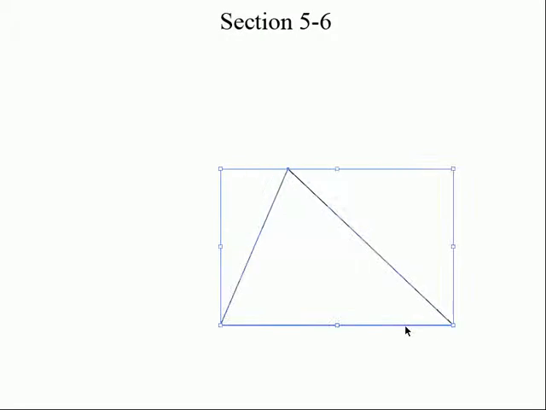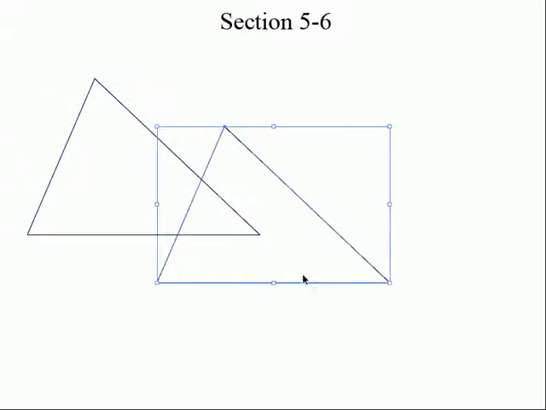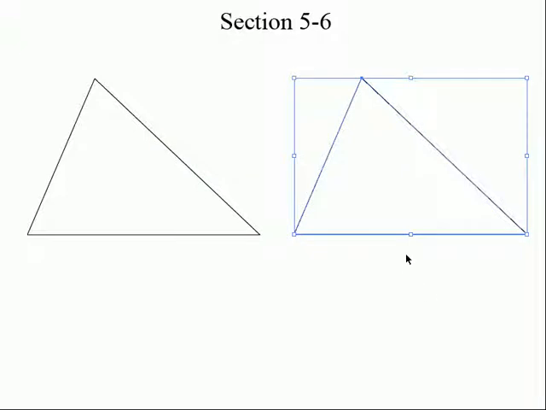Alright, so what I'm going to do is put a couple triangles here. Let's move this right here. And I'm going to copy that one. I'm going to paste it. So those two triangles are exactly the same. Alright, they're congruent to each other.